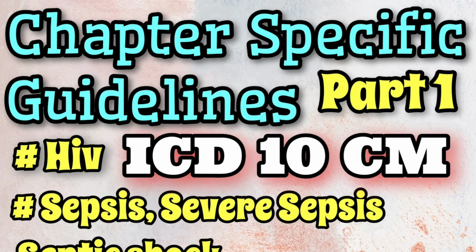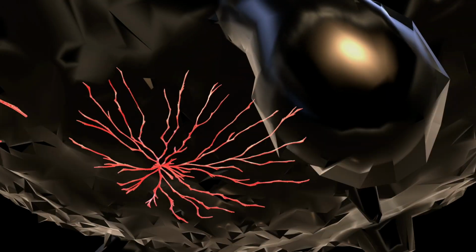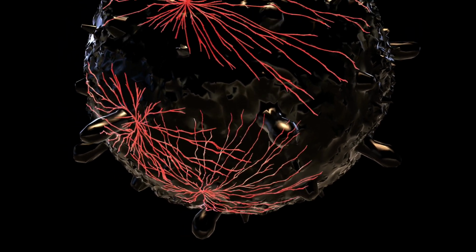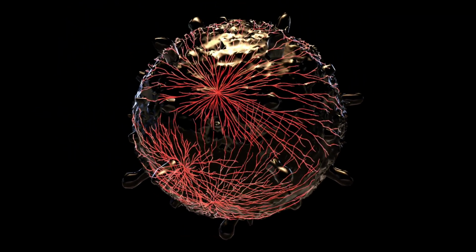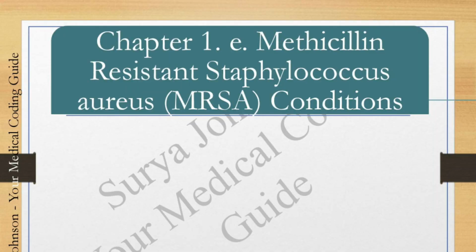So before starting this one, let's see what methicillin resistant Staphylococcus aureus is. Methicillin is an antibiotic. Resistant means this Staphylococcus aureus cannot be killed by this methicillin antibiotic. It can resist that one. So this condition is called methicillin resistant Staphylococcus aureus condition, MRSA conditions.